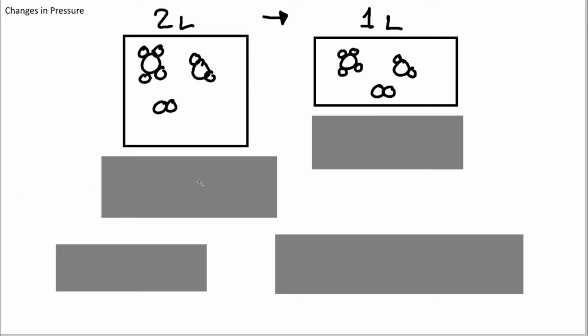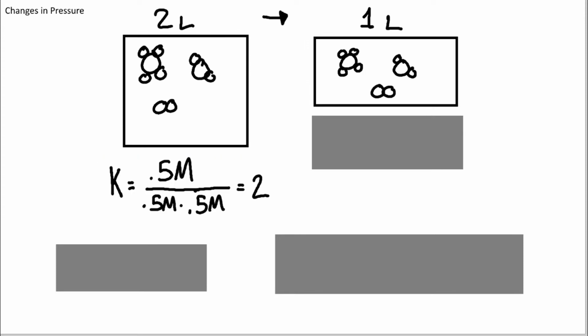Now let's focus on the changes in pressure. This is the second external stress that can be applied to an equilibrium reaction. And so you'll see we have 2 liters of a very similar particulate model right here, and we can see that our K value, if we say that those molecules are in 0.5 M concentration, and we put them through the equilibrium constant, we're going to get a K value of 2, because 0.5 divided by 0.25, which is 0.5 times 0.5, is going to equal 2.